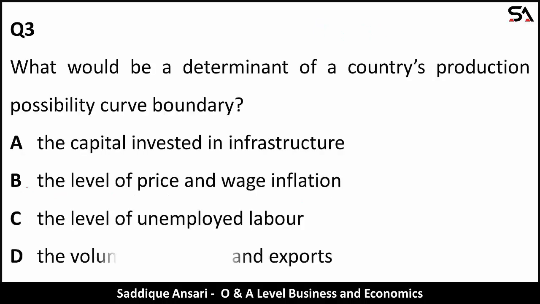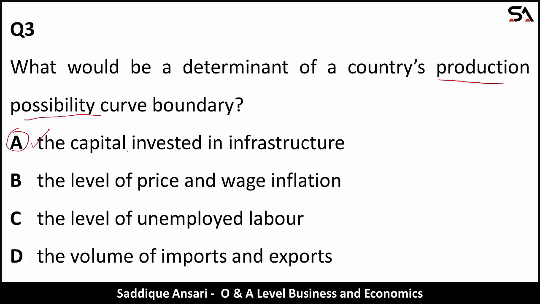Again, the question is from production possibility frontier. The topic is PPC again. This is from chapter number 1. What would be a determinant of a country's production possibility curve? The capital invested in infrastructure. Of course, that will determine the capital stock and hence the ability of a country to produce. So this is the answer.